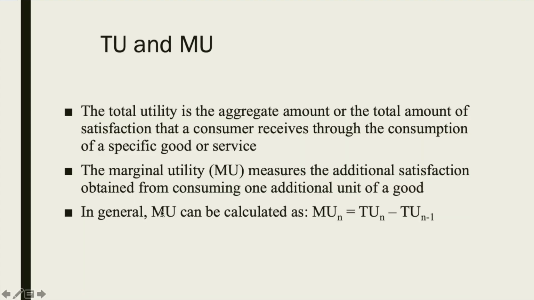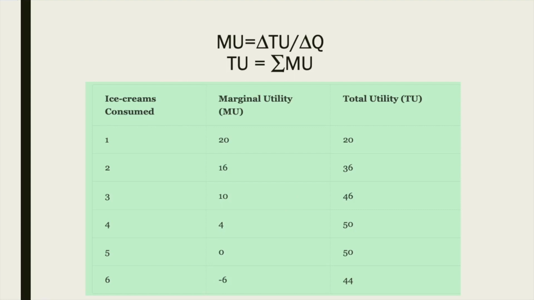So, in general, marginal utility can be calculated as MUn equals TUn minus TUn-1, which is the total utility of the nth unit minus the total utility of the (n minus 1)th unit. But sometimes the change in the units consumed can be more than 1. In the example here, the change in the units consumed of ice cream, that is delta Q, is 1, because the number of units of ice cream consumed is just changing by 1 unit.